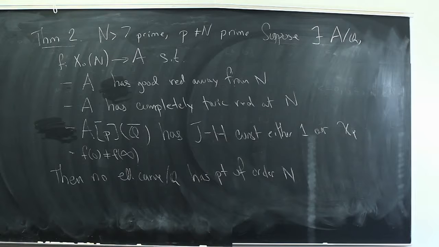N greater than 7 is a prime, and P is a prime different from N. So suppose there exists A over Q an abelian variety, and F a map X0(n) to A such that the following conditions hold. So first, A has good reduction away from N. Second is that A has completely toric reduction at n.